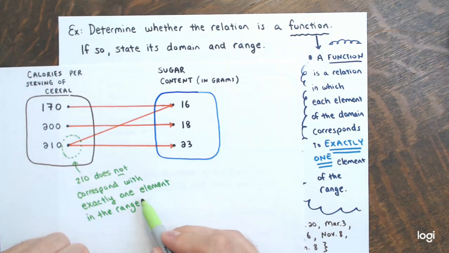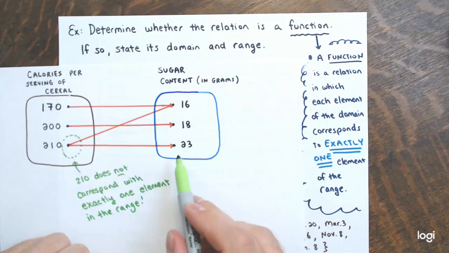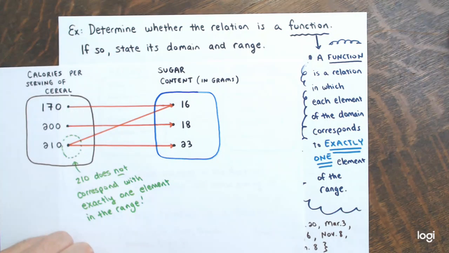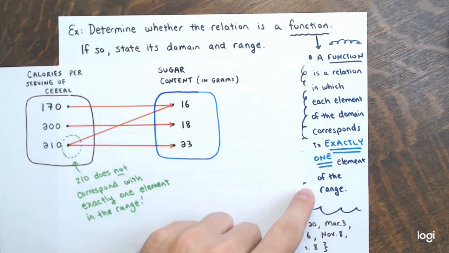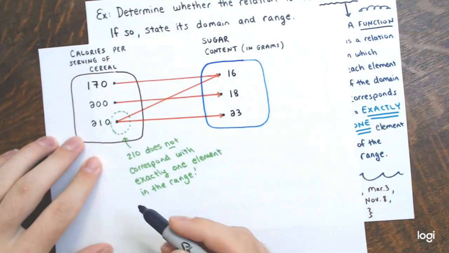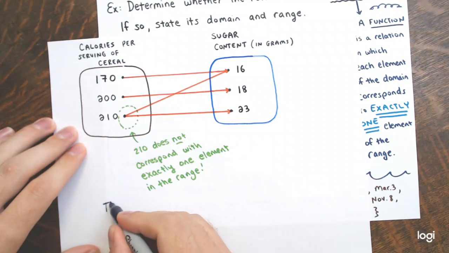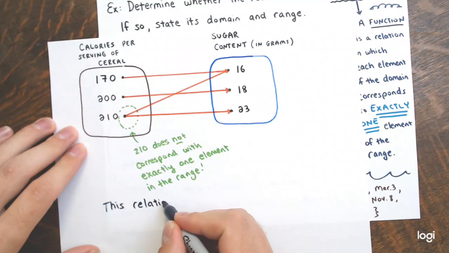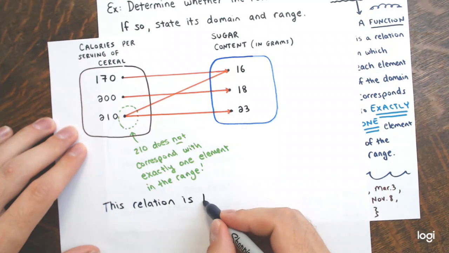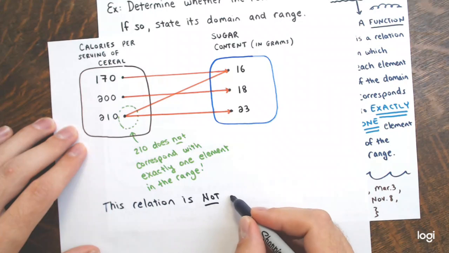It corresponds with two elements in the range, 16 and 23. So by that reasoning, this relation here does not satisfy the definition. So this relation between these two sets is not a function.